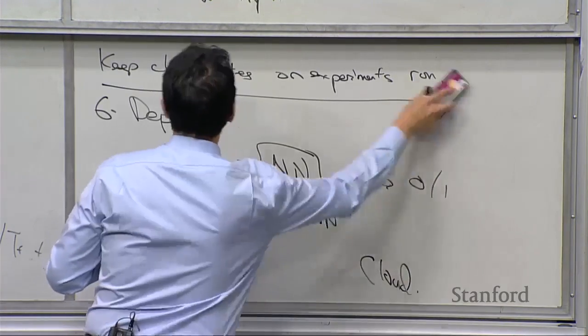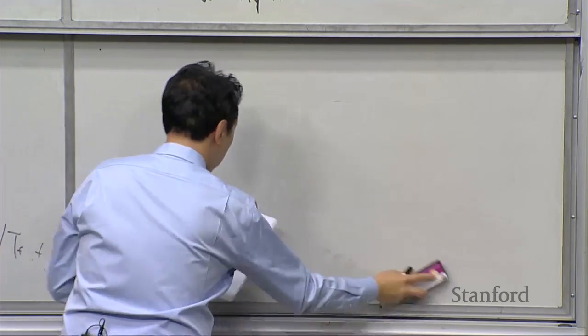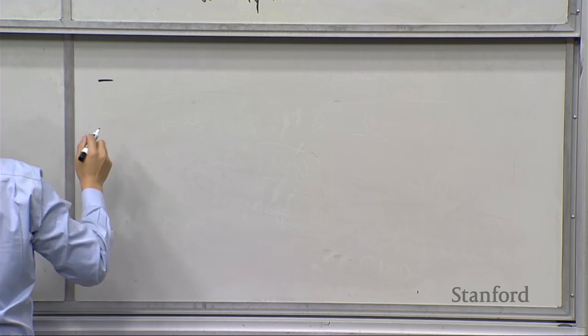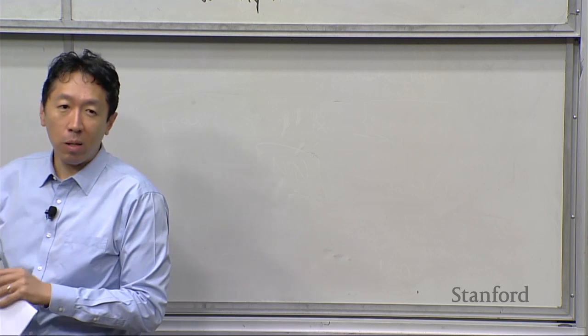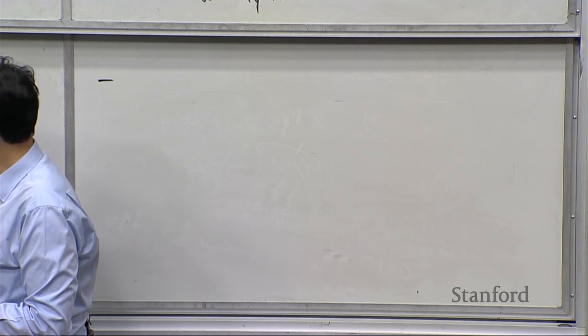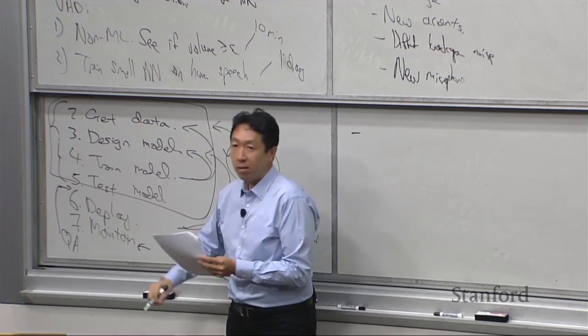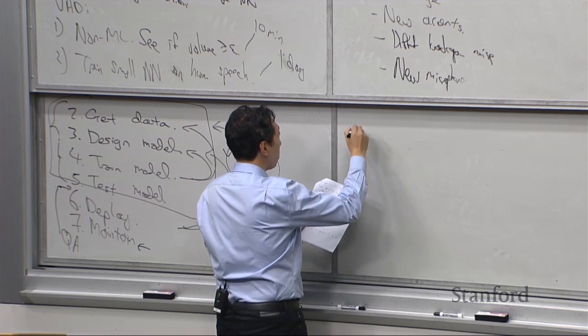And so what will happen is, after you deploy the model, the world may change, and you'll often end up going back to get more data, redesign the model. Right, and I guess this is the maintenance of the machine learning model. I want to give some other examples.